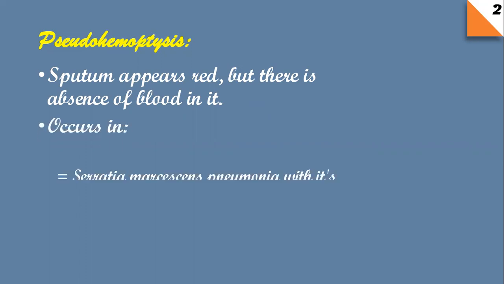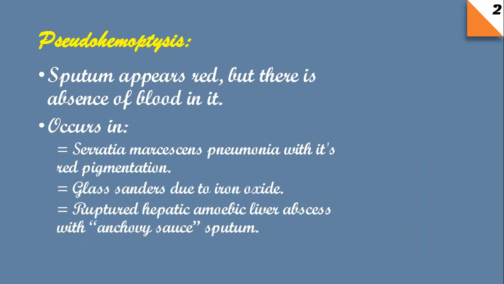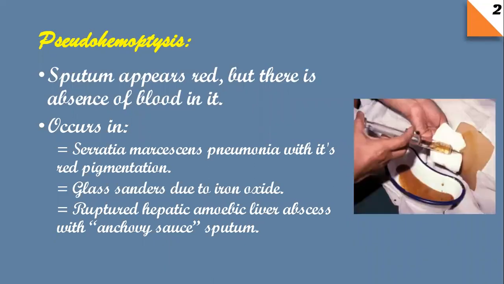It occurs in conditions such as Serratia marcescens pneumonia, with its red pigmentation. It occurs in glass sanders due to accumulation of iron oxide, and it occurs in cases of ruptured hepatic amoebic liver abscess with the appearance of typical anchovy sauce sputum. So what do I mean by anchovy sauce sputum? Let's see in the picture.